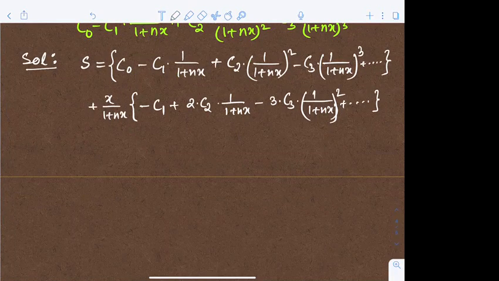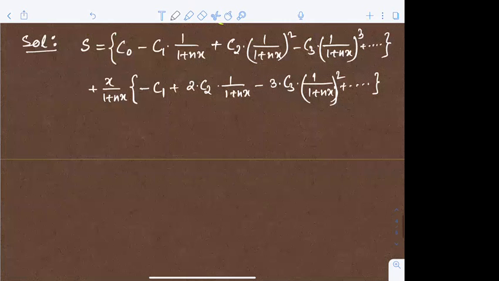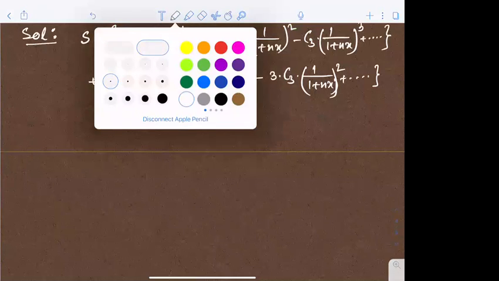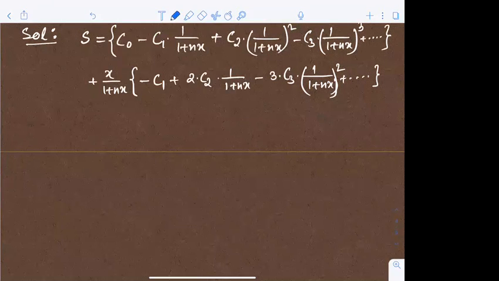So minus nx to the power n. Minus nx to the power? N. No. Denominator? The denominator has 1 plus nx to the power n. So to understand that, I am taking a simple one here.